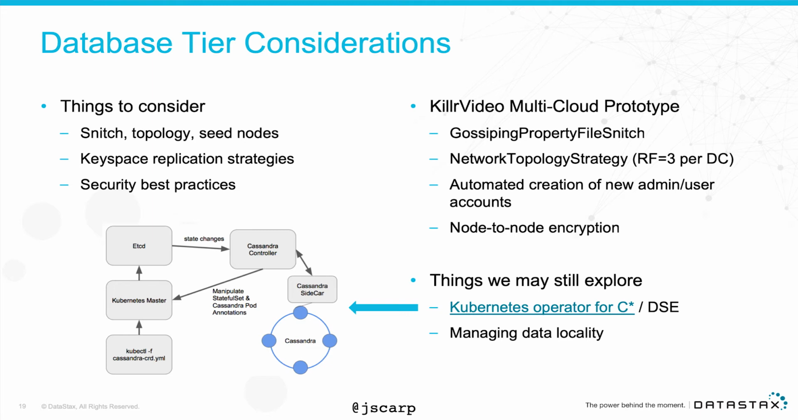The security best practices are really not a lot different than you would have for any cluster that you were trying to secure in general. So what we did is we're using GossipingPropertyFileSnitch. We basically have one main keyspace that we use for KillrVideo that has all our tables. We've set that with a NetworkTopologyStrategy with a replication factor of 3 per data center. So it's pretty vanilla, straightforward in that sense, nothing fancy.